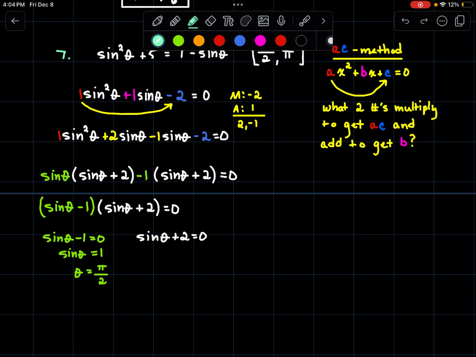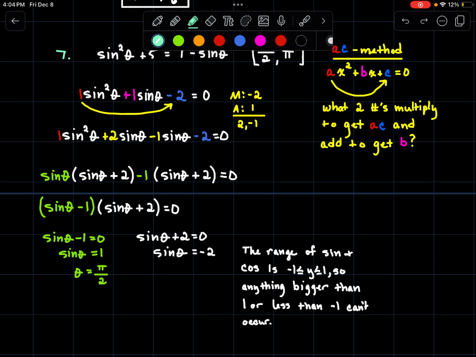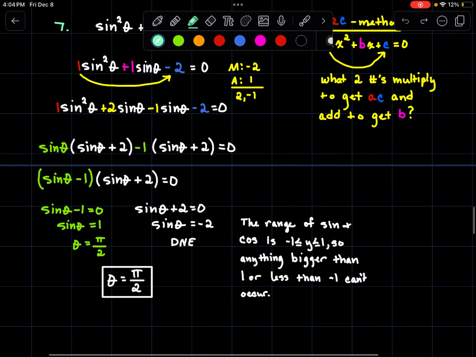On the second factor, sine plus 2, we'll subtract the 2 over, but this poses a problem. You may look at your unit circle and see, well, there are no y values of ordered pairs that have negative 2. And that's because the range of sine and cosine is always going to be between negative 1 and 1, including negative 1 and 1. So if you get anything bigger than 1 or anything less than negative 1, there isn't a solution that exists for that. So there isn't one that exists for this factor. So therefore, the only solution to this problem is going to be pi over 2.